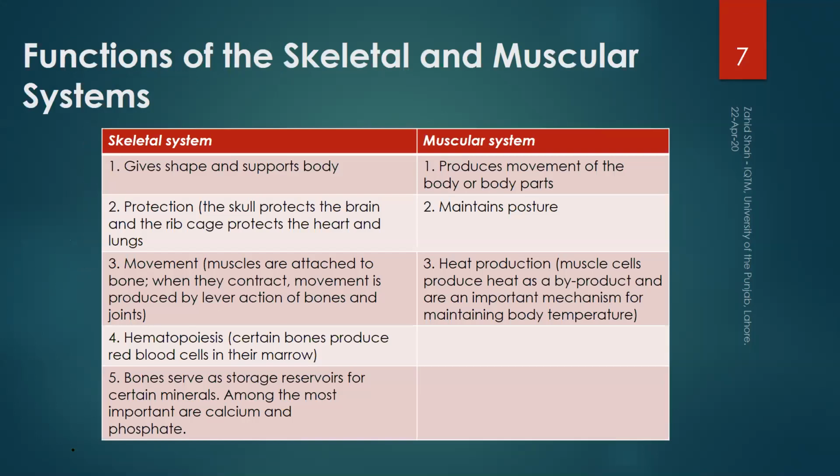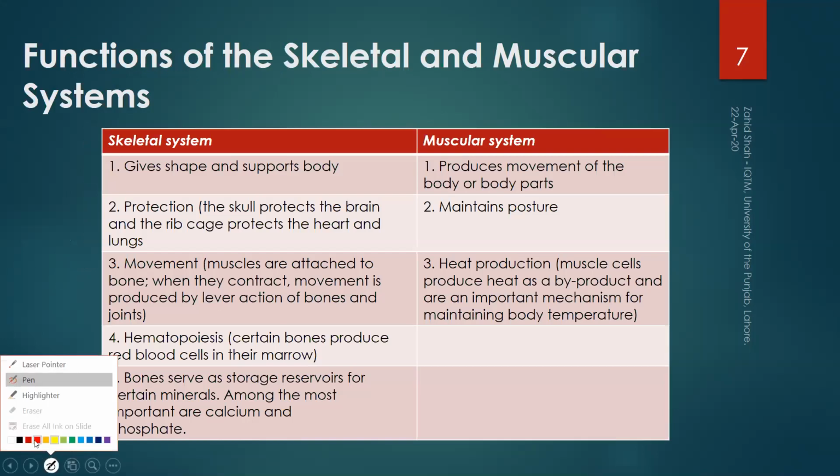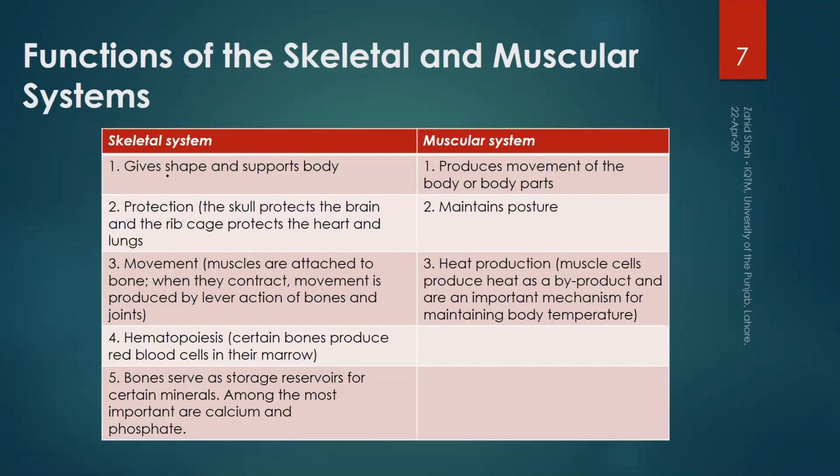We have seen the functions of the skeletal system already. It shapes the body, supports the body, protects the brain and heart and lungs and vital organs. Movement is generated at the interface of two bones. The joint is made there. Certain bones produce red blood cells and they also store certain minerals.